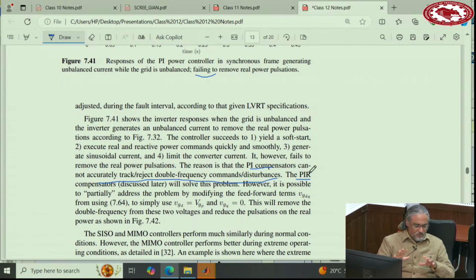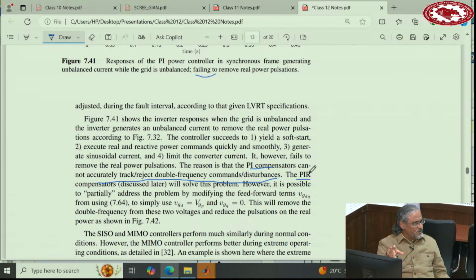But here it clearly shows that if the grid voltage is unbalanced, and you want to inject unbalanced current to the grid to remove the power pulsations. Using a stationary frame, we had no problem. We discussed that. Here, immediately we realized, oh, it doesn't work with a PI. So now we need to add an R.